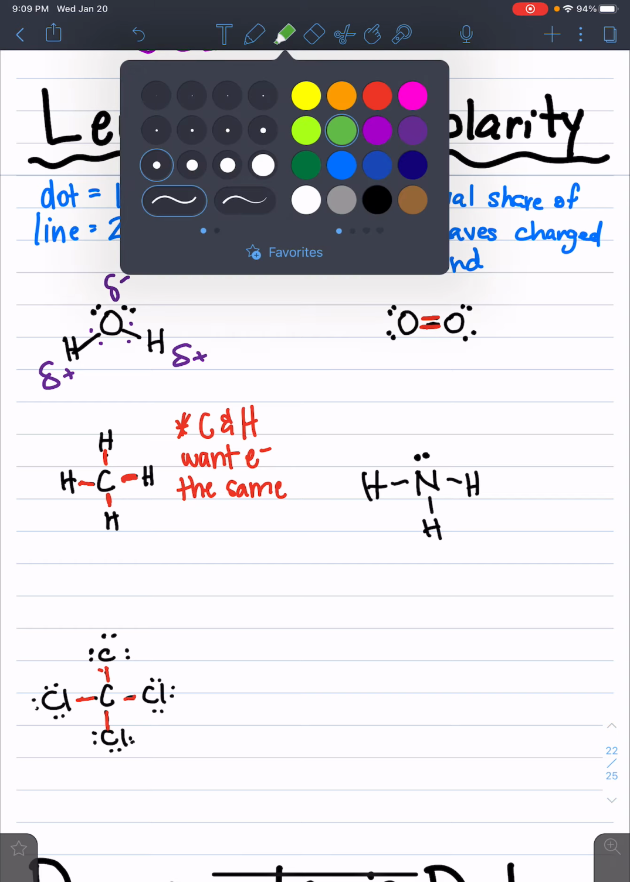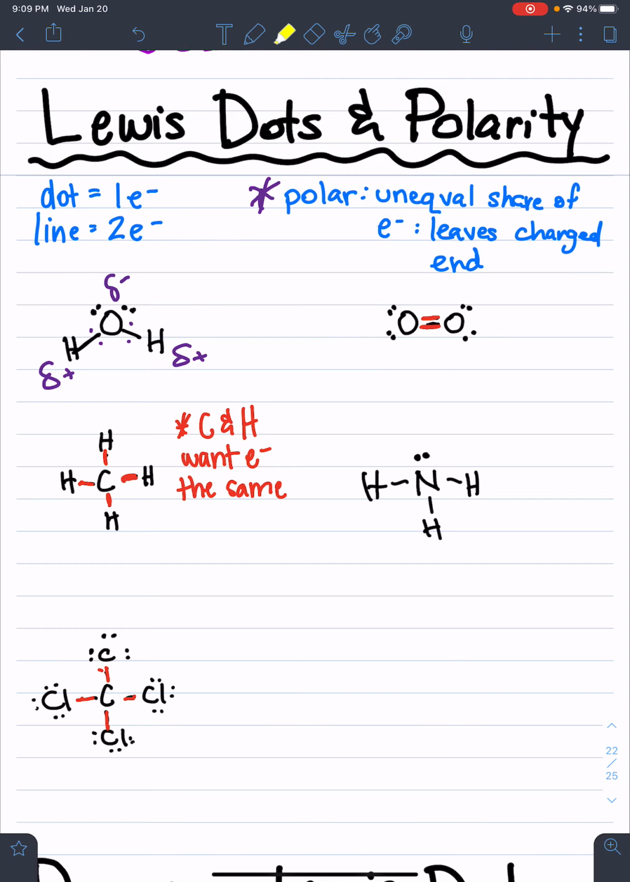So this element is going to have a partial positive part down at the bottom, and then the top part is going to be partially negative. So you'll notice it has a positive end, it has a negative end. That means that this is actually going to be a polar molecule.